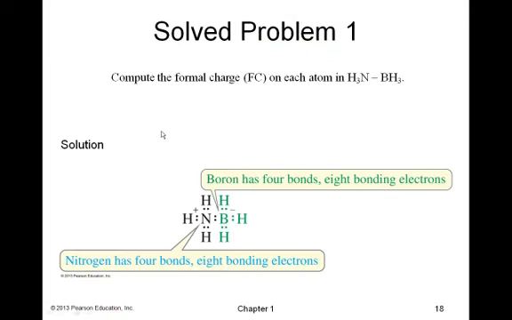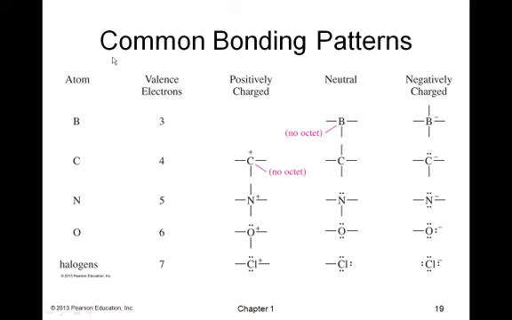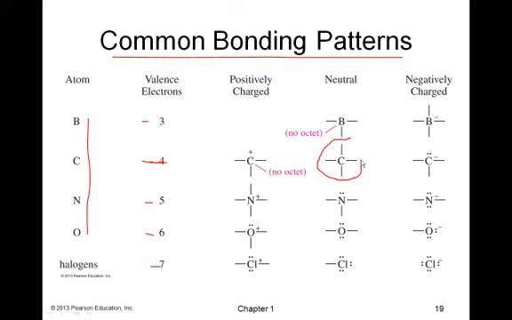Here, just some more solved problems. Let's move on to, again, the bonding patterns with atoms. This is group 3, group 4, group 5, 6, and the halogens, group 7. Carbon, again, wants to have 4 bonds. If I go less than 4 bonds, it will build up a positive charge. If I put a lone pair instead of that bond, it builds up a negative charge.